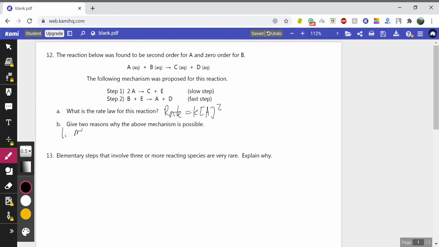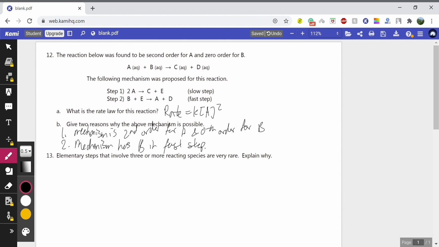1, because the mechanism is 2nd order for a and 0th order for b. As I said over here, it is second order for a and zeroth order for b, and our rate law supports the experimental data. Now our second one, the mechanism has b in a fast step. So therefore, changing the concentration of b wouldn't have an effect on the rate, as shown in our rate law. It does not have a b in it.